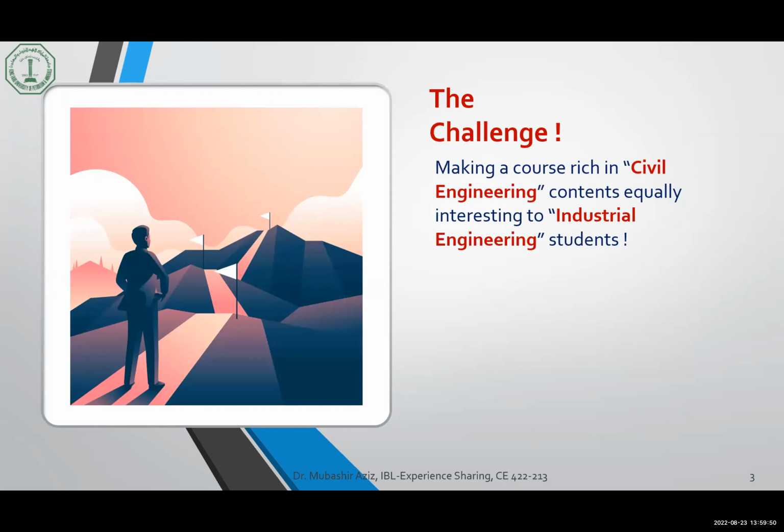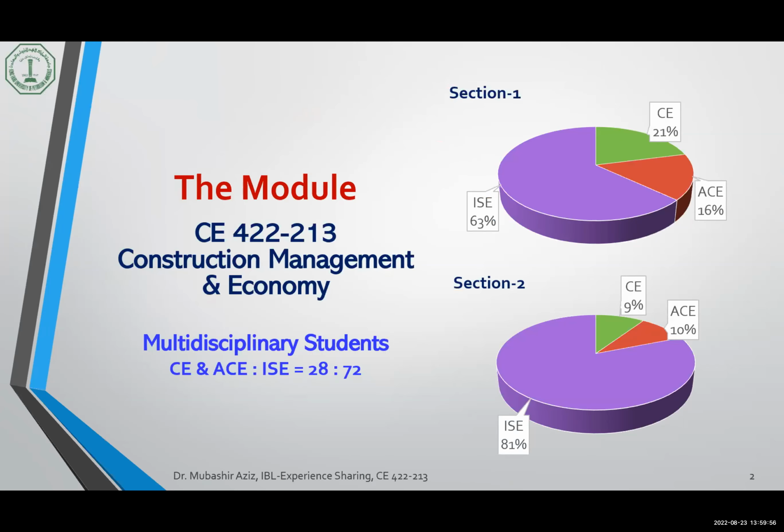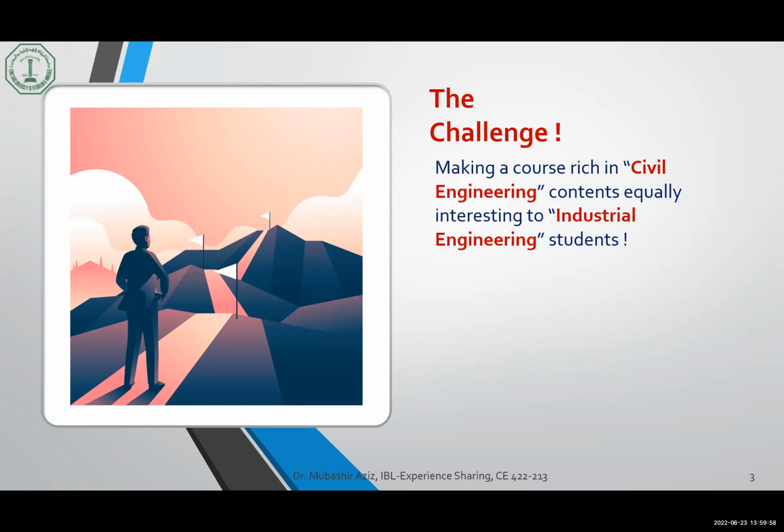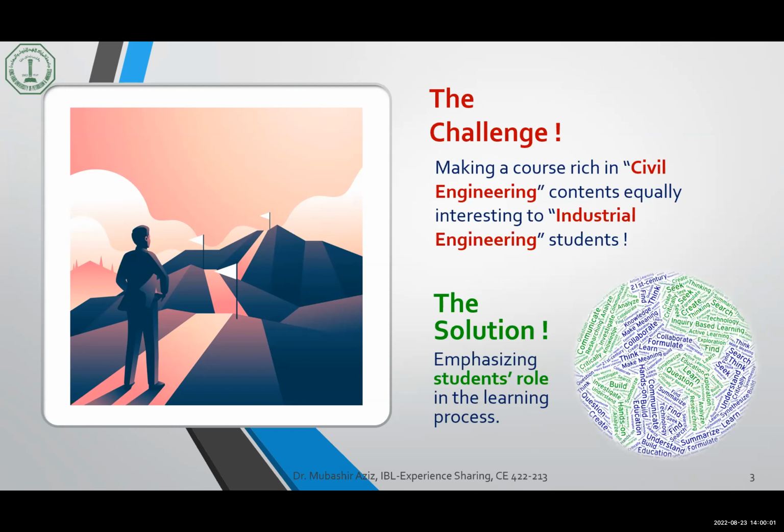How should I make this course interesting and appealing to industrial engineering students? As you can see, 72% of students are from industrial science. So the solution was to try a new approach, in which you emphasize more on how the students will participate in understanding and discussions, rather than just delivering them contents which they may feel are not relevant to them. So IBL definitely gave me an opportunity to explore this.